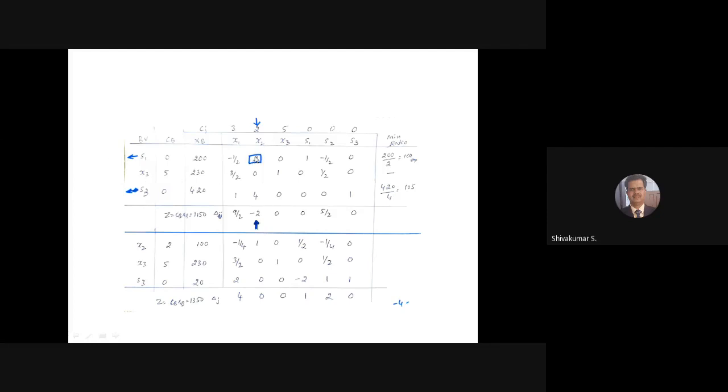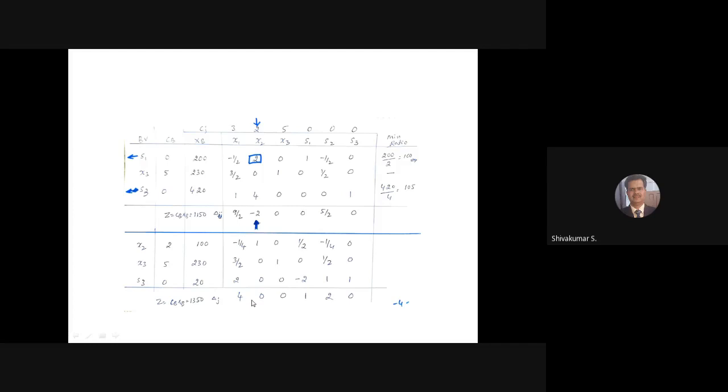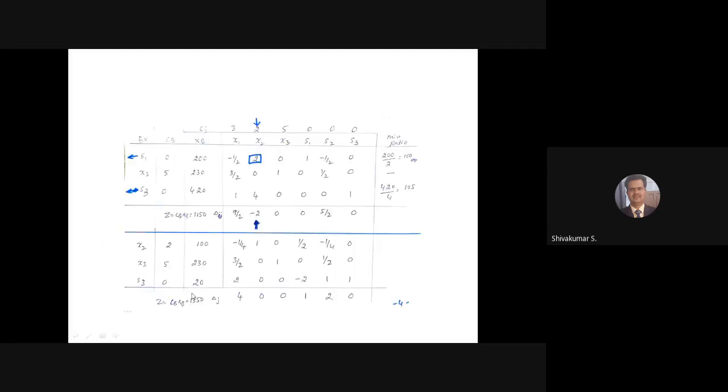You are going to make the pivot point 1. So these are also going to become 1, and the remaining ones are to be 0. You're going to get this table. Correspondingly, until you get delta J greater than or equal to 0, you have to continue. Because you got delta J greater than or equal to 0, you stop here. So the value of x1 is 0, x2 is 100, x3 is 230. Substitute these values in the z function, you're going to get z equal to 1350. Same thing we got here also, 1350.